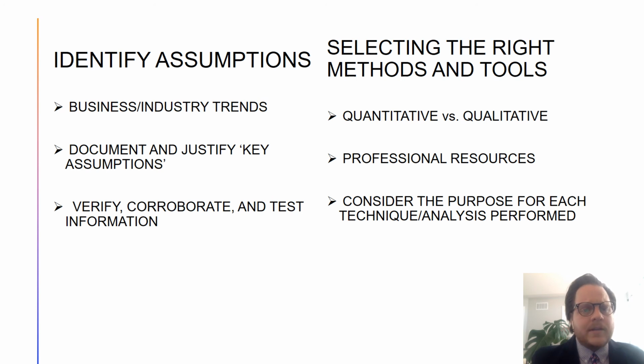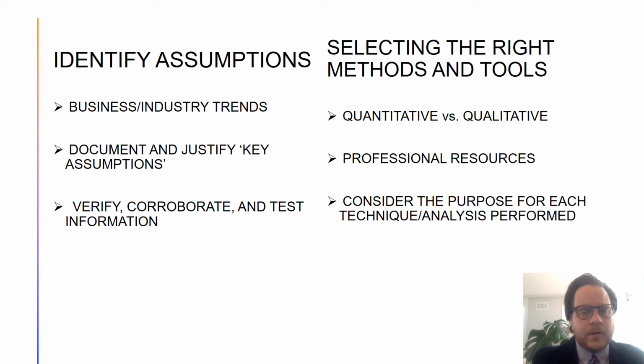So when we're talking about identifying assumptions, again, we're speaking more to business and industry trends. This could be anything from assuming a borrowing rate in a finance calculation. It could be assumptions based on industry trends. Again, is the industry in a growth stage or is it in decline? Is the business in a growth stage or in a stage of decline? Identifying certain assumptions will be critical to making sure that we can make sense of our analysis. Again, you want to make sure that you're documenting and justifying these key assumptions.